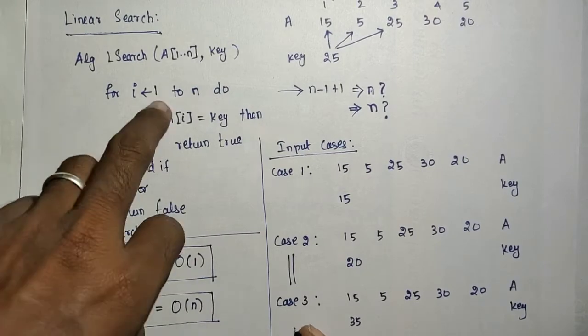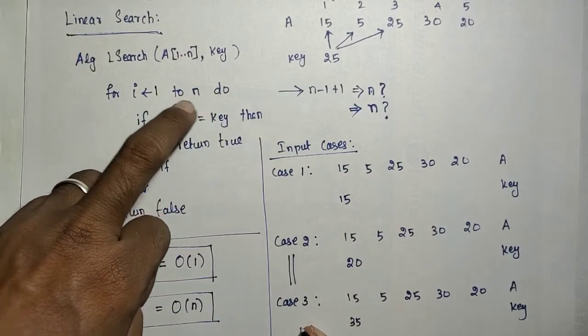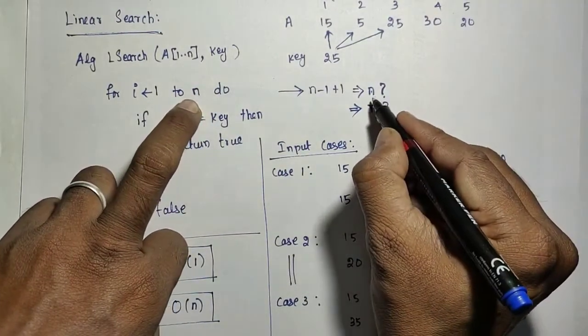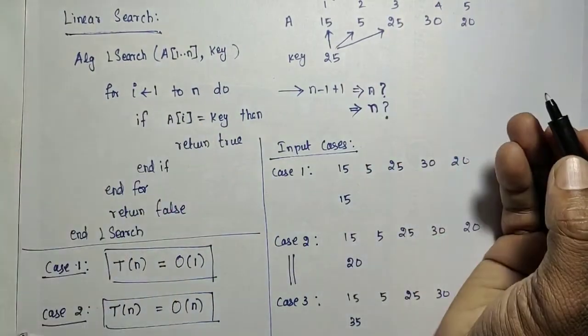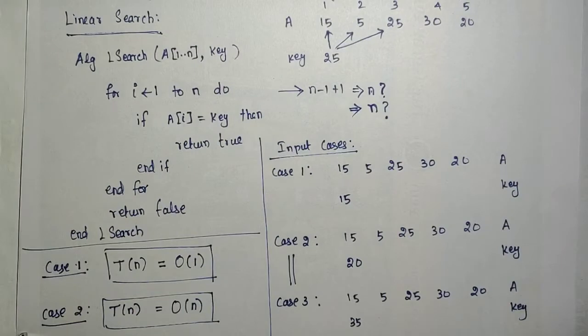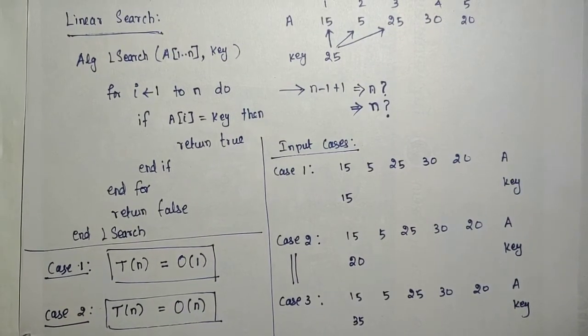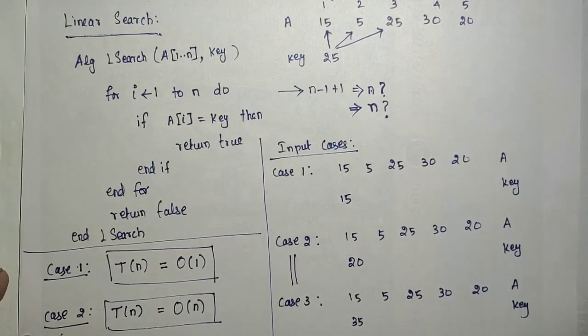Suppose you are assuming the entire loop is going to be executed, it means n times, and this comparison n times. So n plus n is 2n. 2n belongs to O of n. So simply we can write T of n equal to O of n. So for case 2 or case 3, the time complexity will be O of n.